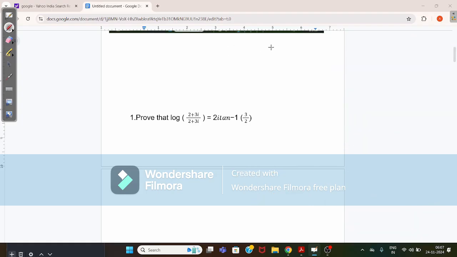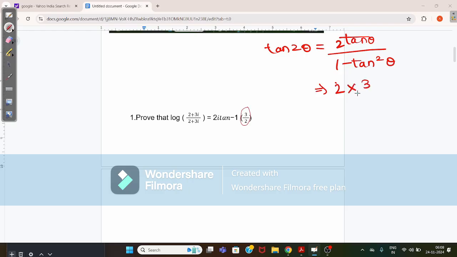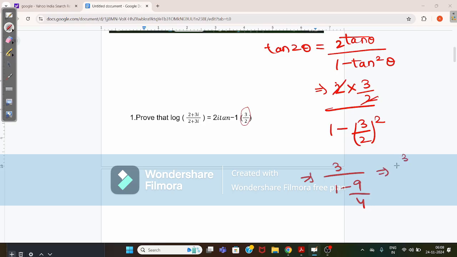Okay, now tan 2 theta gives the value 2 tan theta by 1 minus tan square theta, which can be written as, in the place of tan theta write the value 3 by 2, giving 2 into 3 by 2 over 1 minus (3 by 2) whole square. The 2 and 2 get cancelled out, giving 3 by 1 minus 9 by 4, which is equal to 3 by (4 minus 9) by 4, which is equal to 12 by minus 5. Okay, 12 by minus 5, you get the required answer.